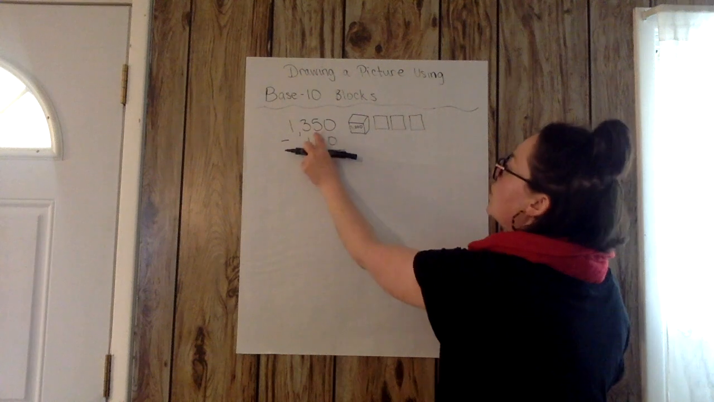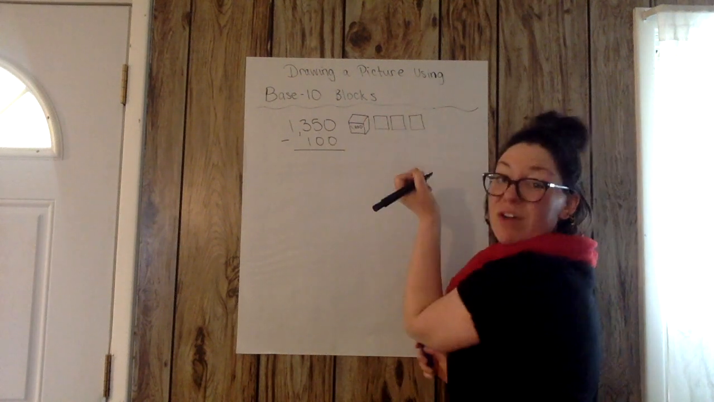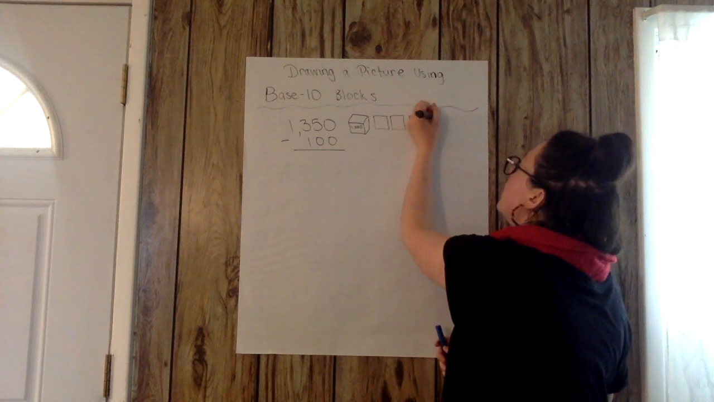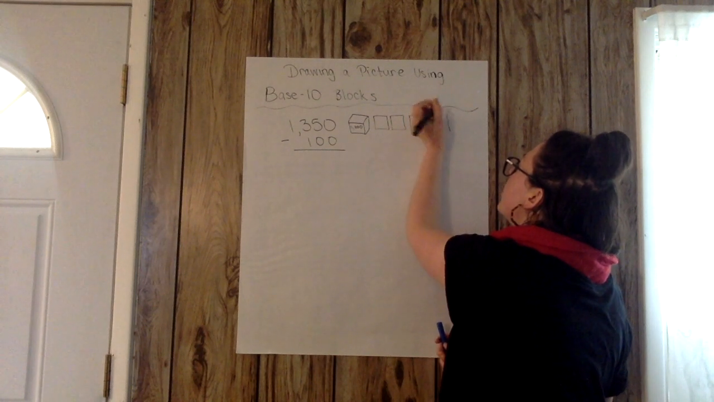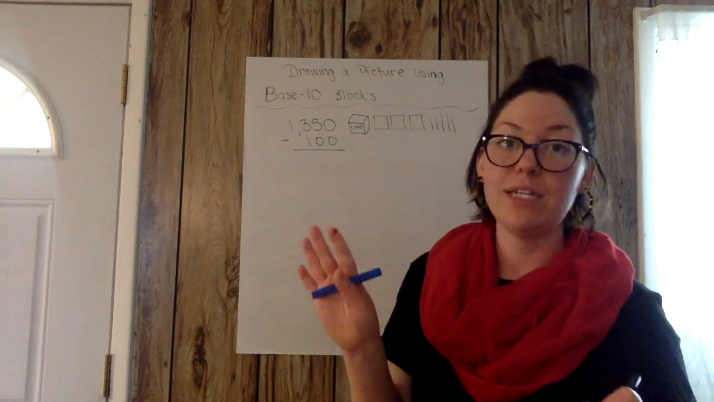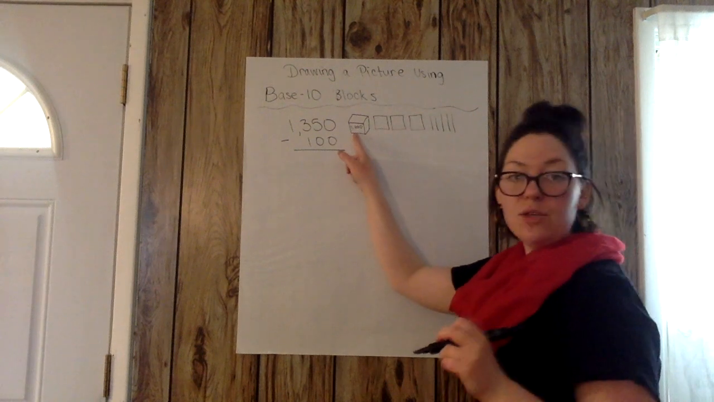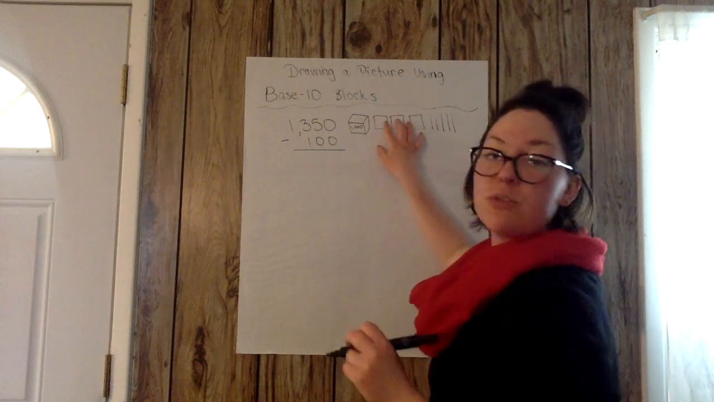So let me show you what the tens will look like if I have a 5 in the tens place. I'm going to draw 5 sticks. 1, 2, 3, 4, 5. I'm not going to cross it like a tally because that is a totally different strategy. So far I have 1 cube, so that's 1,000. 3 squares, that's hundreds.